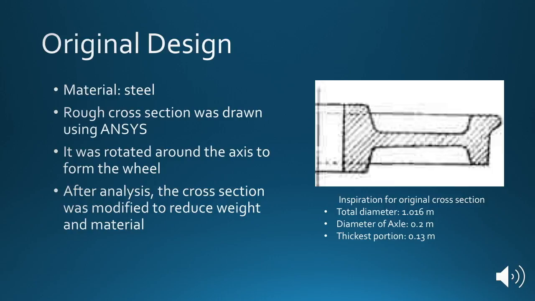Our original design was made using steel, and a rough cross-section was drawn using ANSYS. It was rotated around the axis to form the wheel. After the original analysis was done, the cross-section was modified to reduce the weight and amount of material used. Here is shown our original inspiration for our cross-section. The total diameter is about 1 meter long, and at its thickest portion, the cross-section is 0.13 meters. The diameter of the axle is about 0.2 meters for our original design.